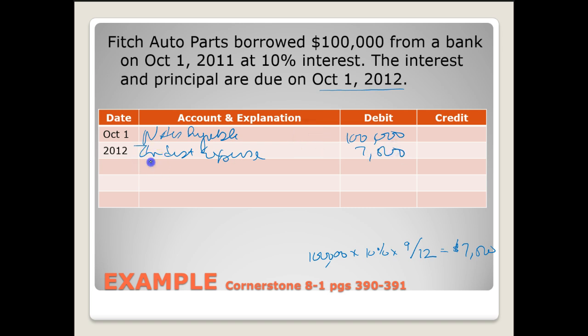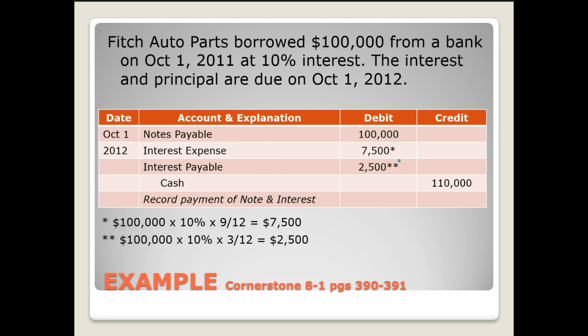And then remember, we did have an interest payable that had been hanging around since December 31st, 2011, and that was $2,500. So let's look at this all nice, neat, and clean. I would have cleared my notes payable by making a debit entry to notes payable for the full $100,000, but then I have to pay interest.